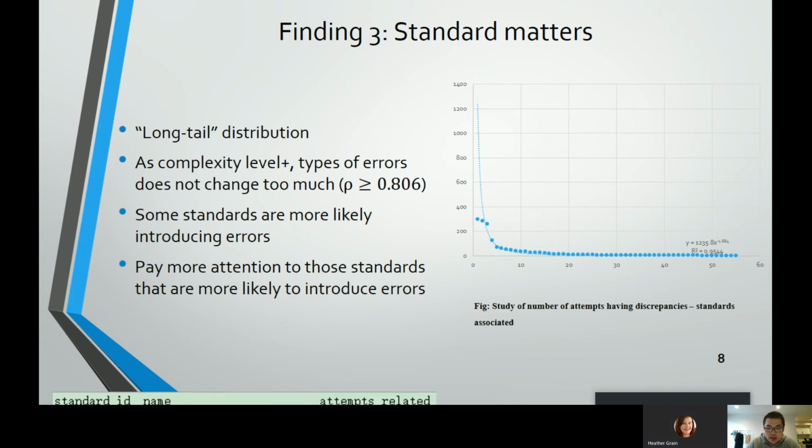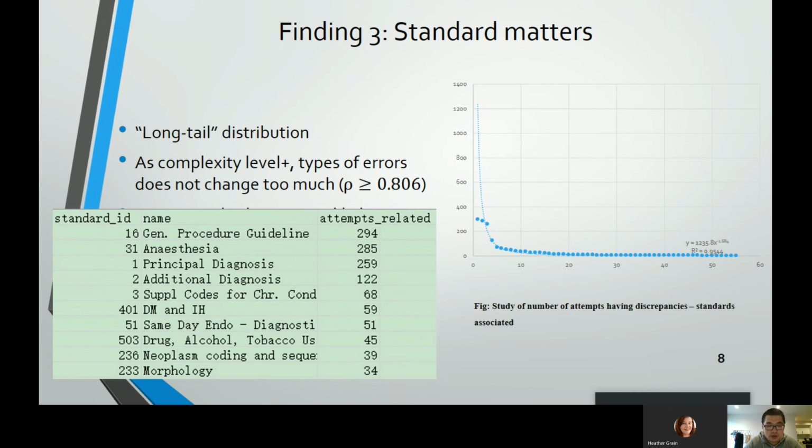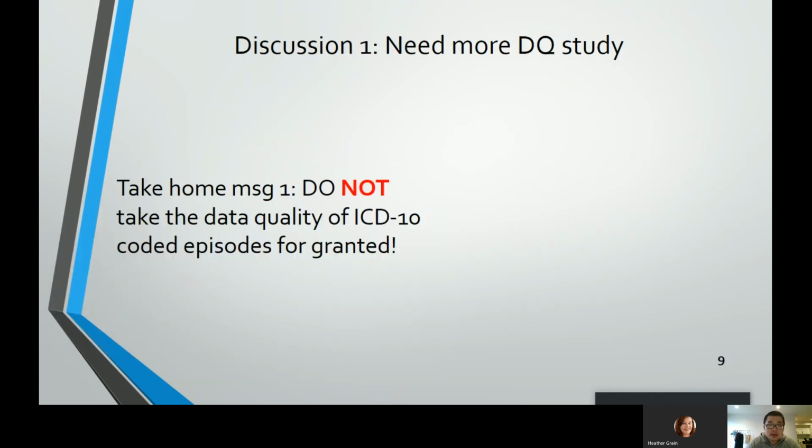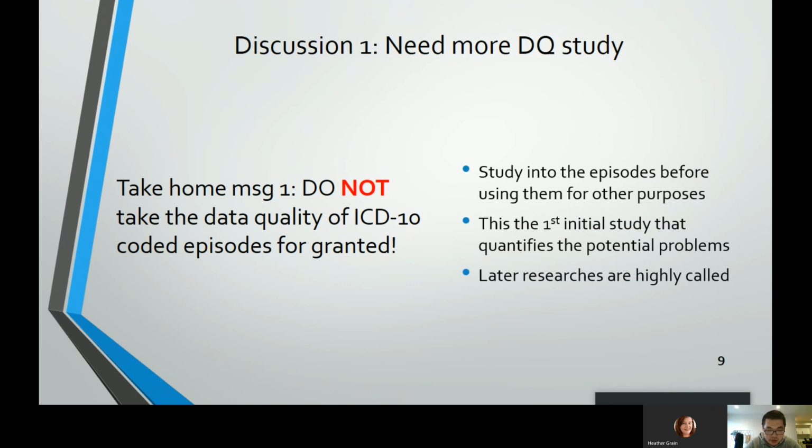To be more specific, I mean we should especially pay more attention to those standards. Based on these findings, my first point to discuss is that researchers need to study more into data quality issues before they use episode data that they think is qualified and directly use it in their research. An important message is: do not take the data quality of ICD-10 coded episodes for granted. Although this is the first initial research in Australia that particularly quantifies the errors and looks into actual error patterns, future research is still highly required.